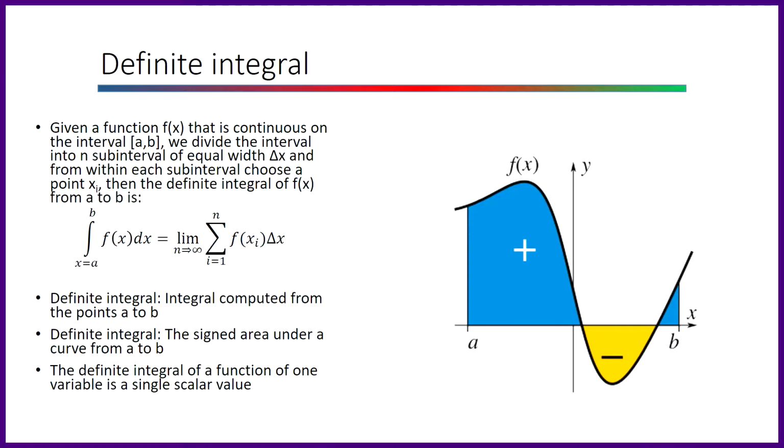One really important thing to keep in mind is that the definite integral of a function of only one variable should be a single scalar value. So as long as you choose actual numbers to plug in for a and b, that definite integral of f of x from a to b should just give you a number. It should not give you some other function back. Okay, that was a decent amount of information to take in. So let's actually work through an example to get a feel for the definite integral.